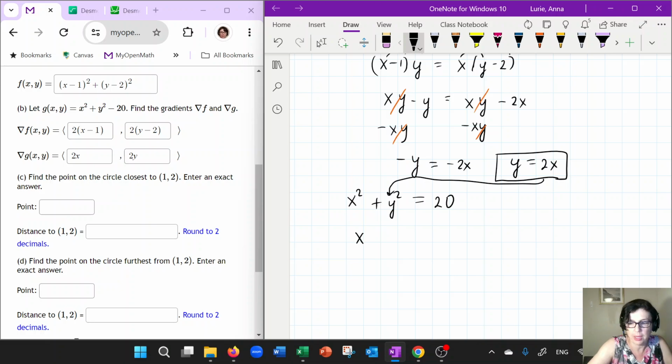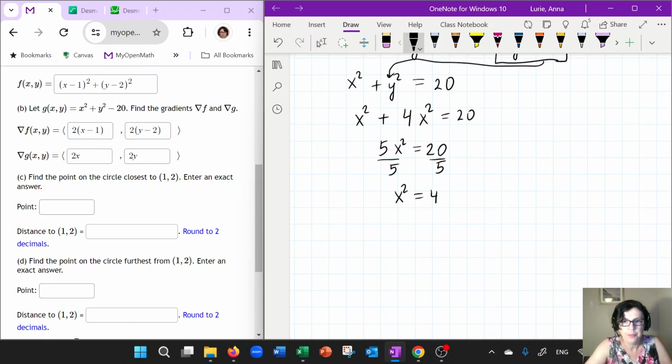So that'll give me x squared plus, now when 2x is squared, be very careful, the 2 is squared, which is 4, and x is squared. Okay, so I got 5x squared equals 20. If I divide both sides by 5, it looks like I got x squared equals 4. So in my case, I actually got a nice answer, but you don't have to. If you get some square root of 5 or square root of 7, whatever, just leave it like that.